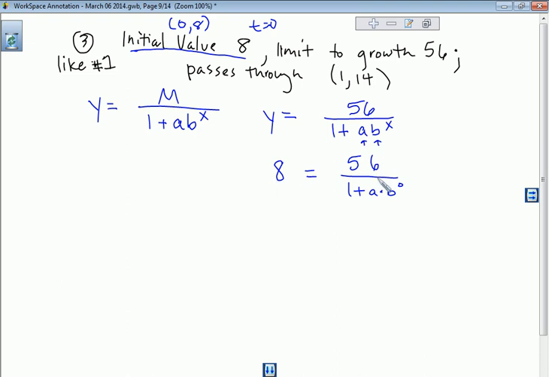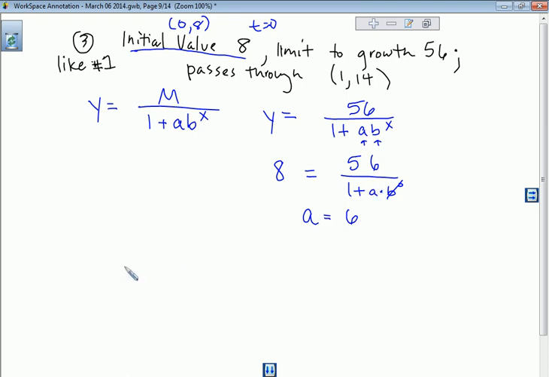Okay, so what's b to the 0, guys? 1. Goes away. So 56 divided by what number is 8? 7. So what does A have to be? A is 6. Now we could cross multiply and solve this. But when we can look at things and figure them out, because we have good number sense, we should do that.